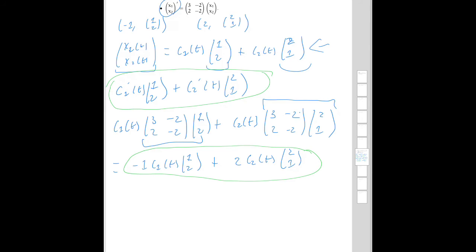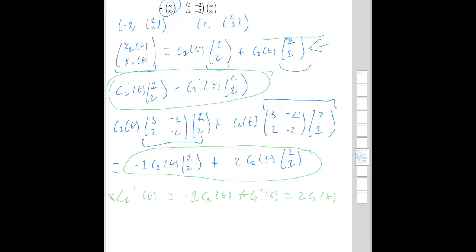Now we're going to use the fact that these two vectors are equal. Since the vectors (1, 2) and (2, 1) are linearly independent, this tells us c1'(t) is equal to -c1(t), and c2'(t) is equal to 2 c2(t). Okay, great. So we know that the general solution is c1 equal to a1 times e to the -t, and c2 equal to a2 times e to the 2t. These two differential equations, we're so-called experts at solving these now. This is what we did in chapter 2.